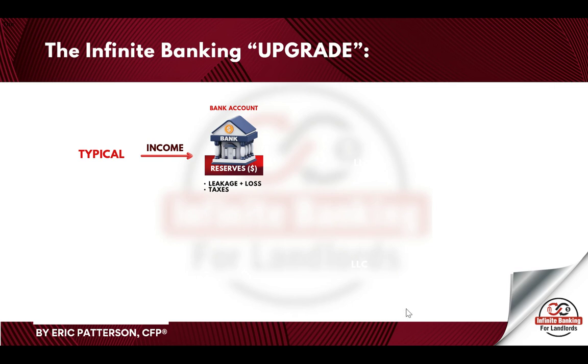In other words, we have to put up with this. And if we decided to make a change and move that money into something else, we lose out on what we could have earned, okay? So there's an opportunity cost. So leakage and loss, and then taxes, of course. Taxes are that silent killer, if you will. All of it's kind of a silent killer.